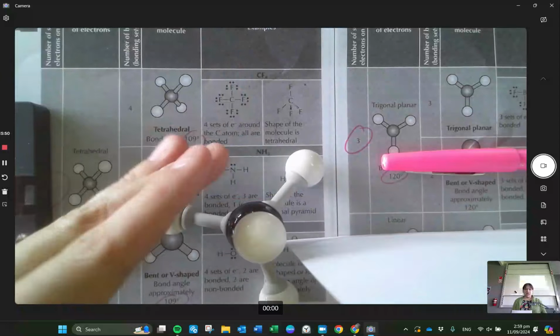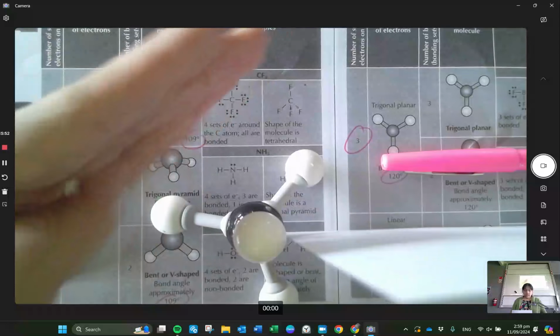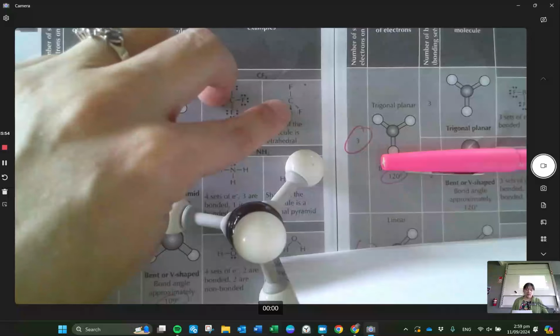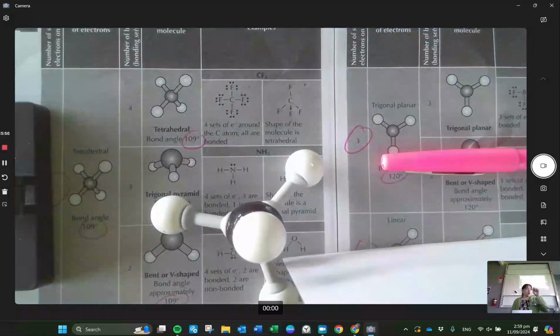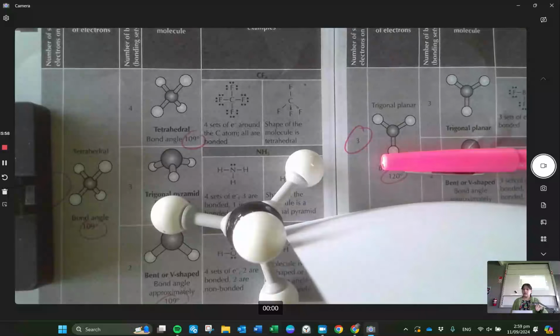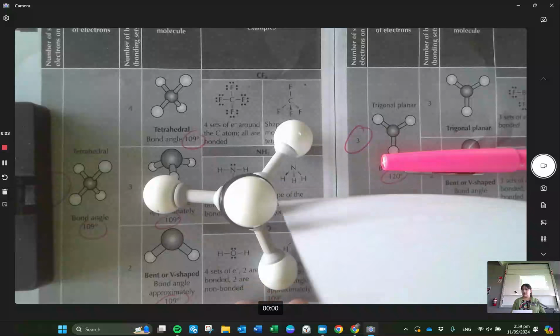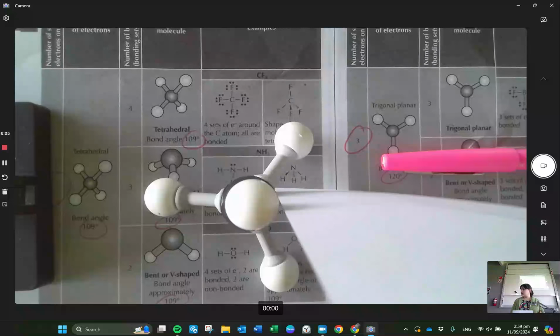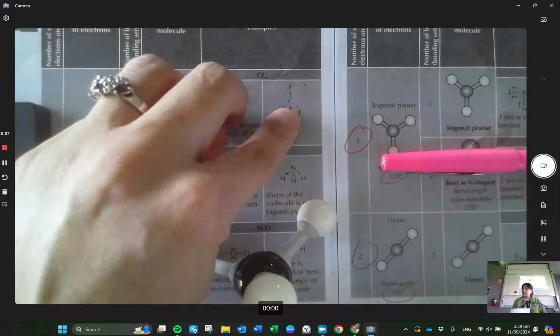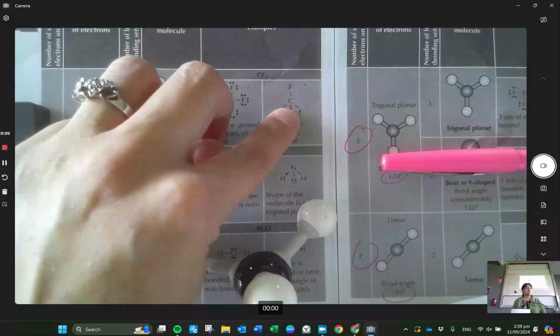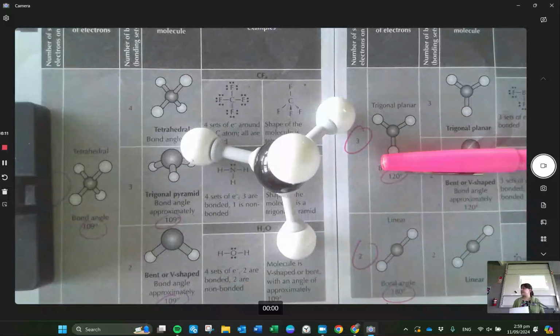This one is coming out at you. It's in front of the plane, and we communicate that with the bold line, like a triangle that's filled in. And then this one is behind the plane. So this is my plane, and this is behind the reference point. So we draw that as a dashed line or a dashed triangle. So that's how we're communicating 3-dimensional shape.